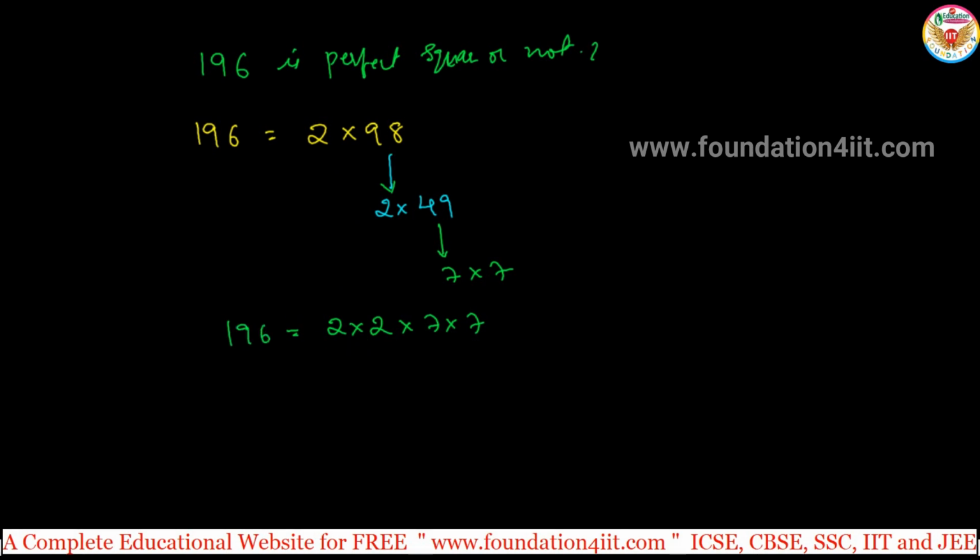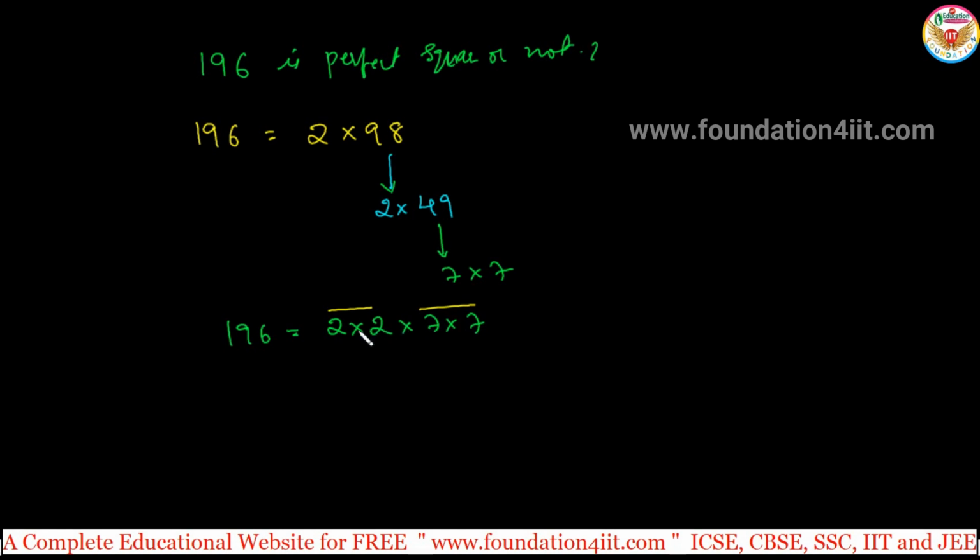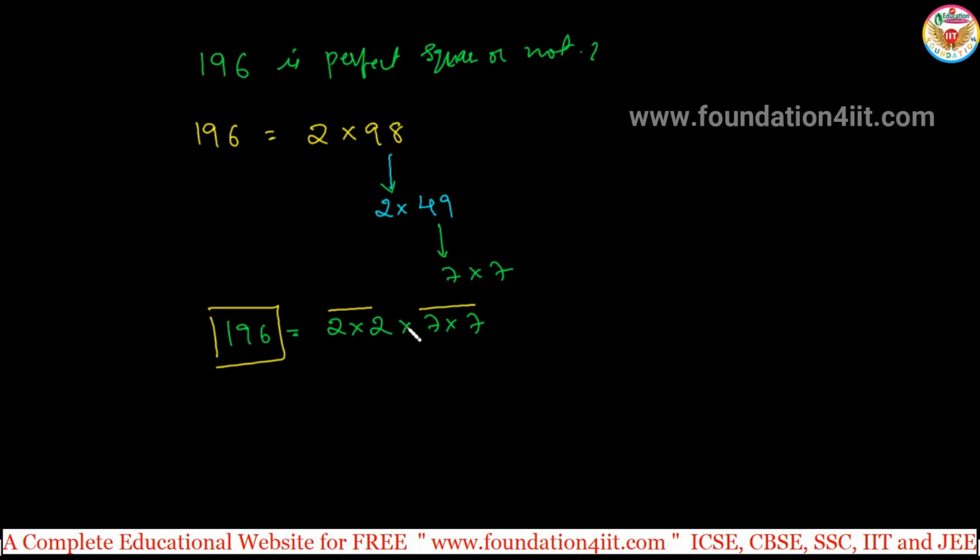Only a product of prime numbers. And in every number you can see the pairs. 2 is one pair, 7 is a pair. If you can group them in pairs, then that is a perfect square. If you write any number as a product of prime numbers and you can make pairs, that is a perfect square.